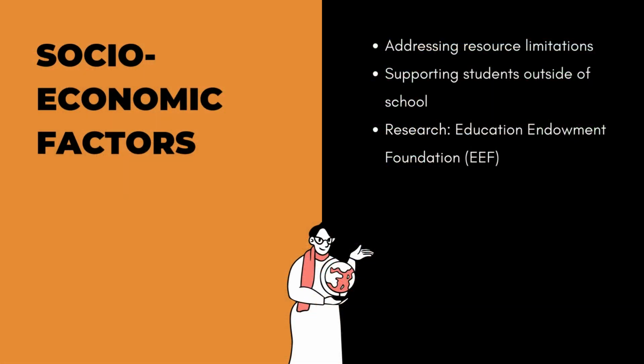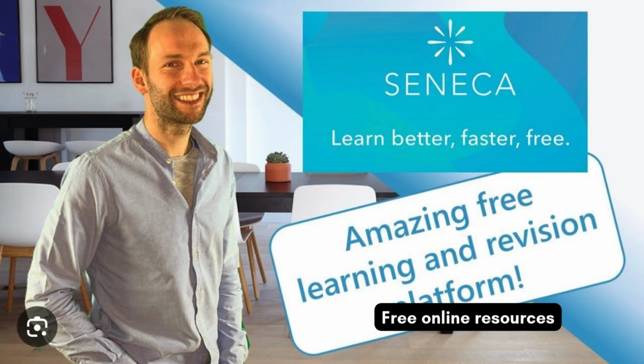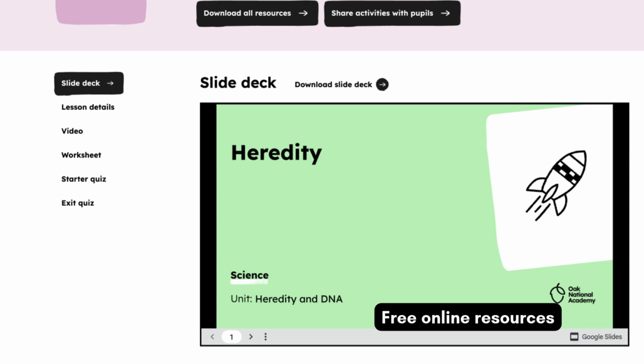We know that socio-economic factors play a huge role in student performance. In schools with fewer resources, providing equitable access to materials is really key. The EEF suggests using free online platforms such as Seneca Learning, which offer lots of GCSE-specific content, and Oak National Academy, where students can access video lessons for all science topics.